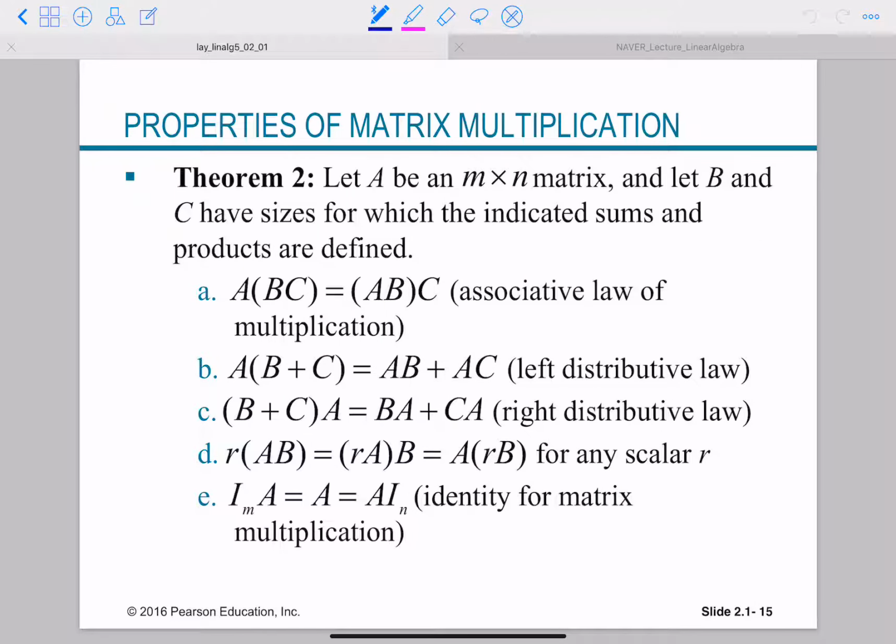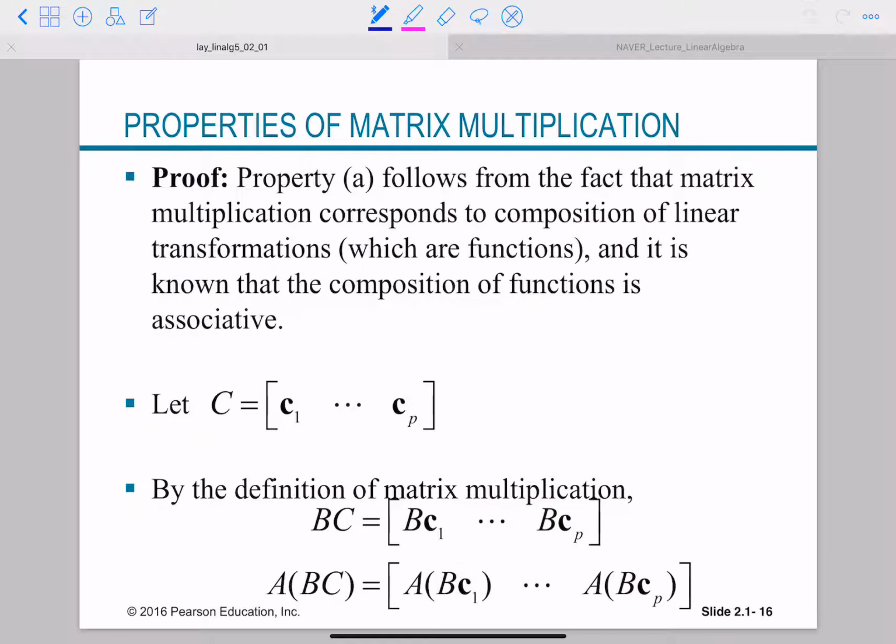Okay, so let me move to the second theorem. It gives a bunch of different properties involved in matrix multiplication: we have the associative law, a distributive law, and another distributive law, and a scalar multiple can be freely moved to any place. And then also the identity matrix, which we studied about, right? Whether it is multiplied on the right or left with a particular vector or matrix, it will not change the original vector or matrix at all. So that is the property of the identity matrix.